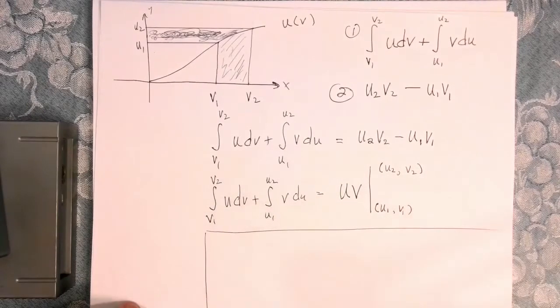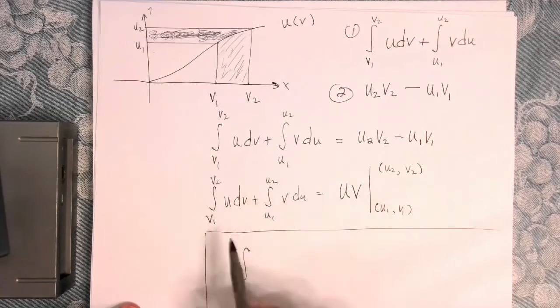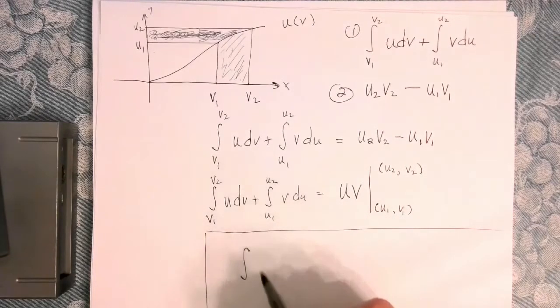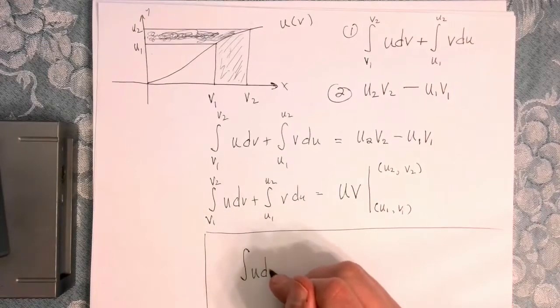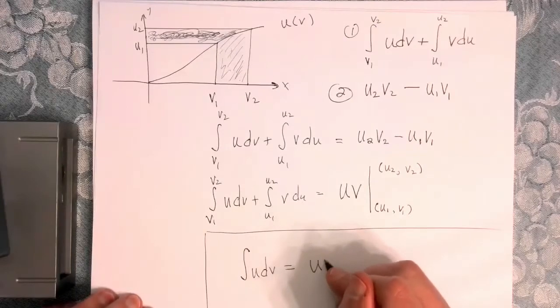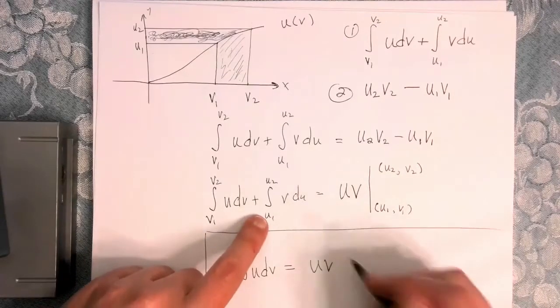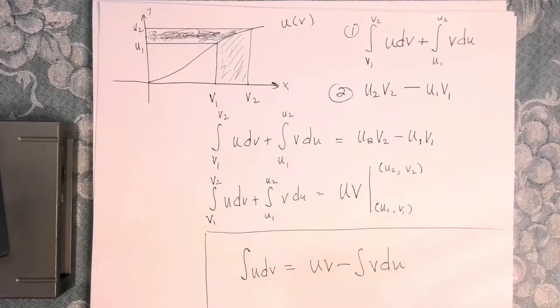This generalizes nicely without bounds, right, to an indefinite integral. The integral of u dv is equal to uv minus the integral of v du. Okay, so there's integration by parts.